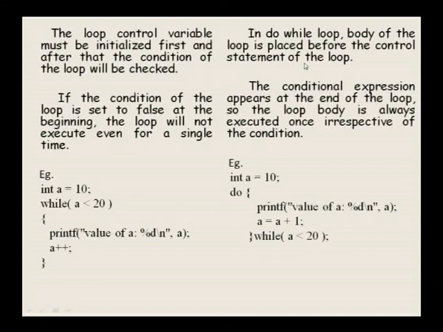And in case of a do while loop, the body of the loop is placed before the control statement of the loop, that is, the control is put at the end. So, the conditional expression appears at the end of the loop. So, the loop body is always executed once irrespective of the condition.